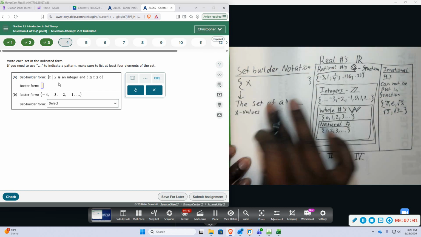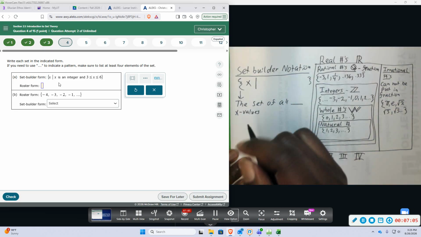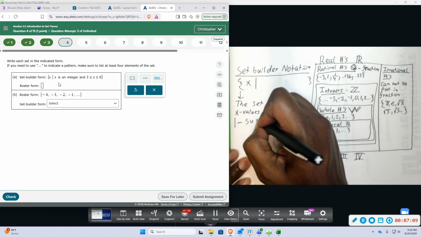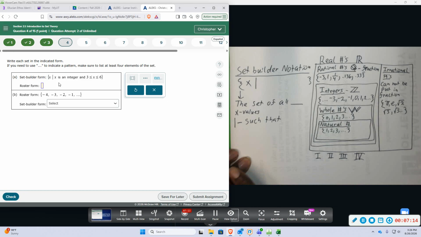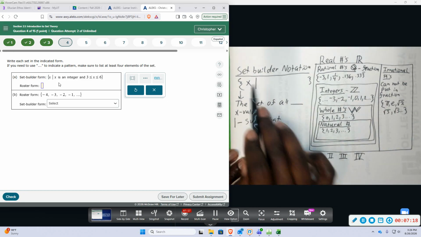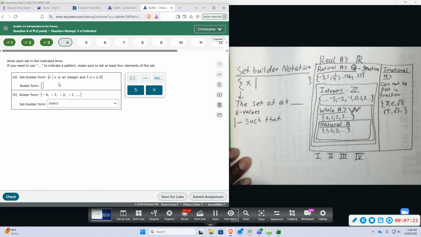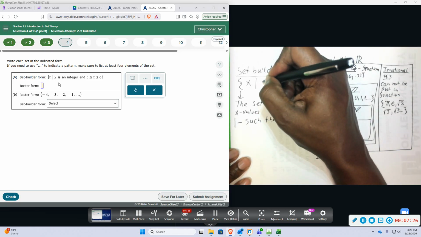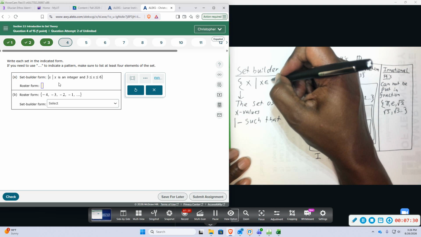Then there's a vertical bar. That vertical bar is read "such that." So I have this, and this is set builder notation. This is the set of all x values such that, and then it's going to give you some condition. So I'm going to say the set of all x values such that x is a natural number.